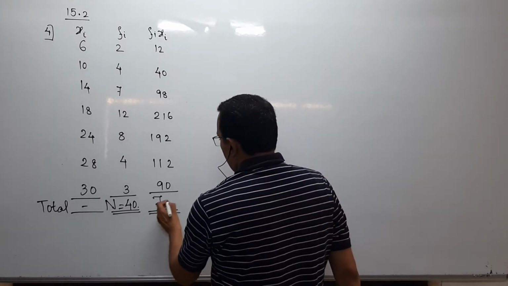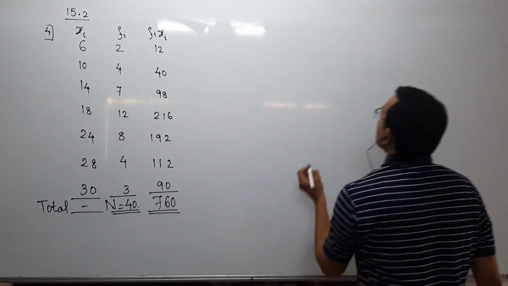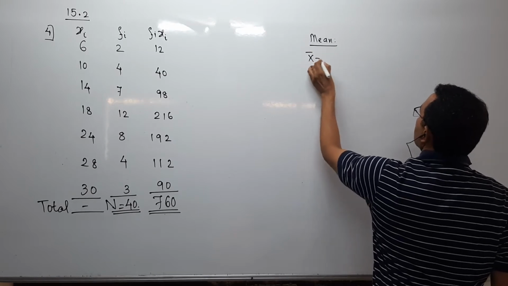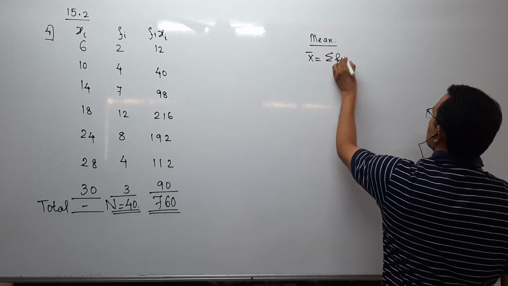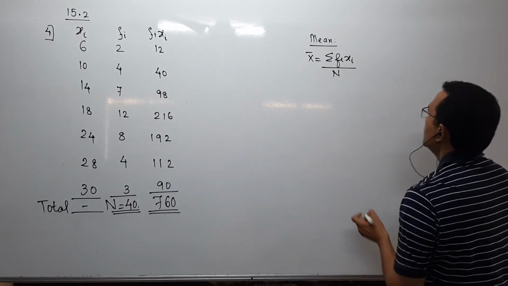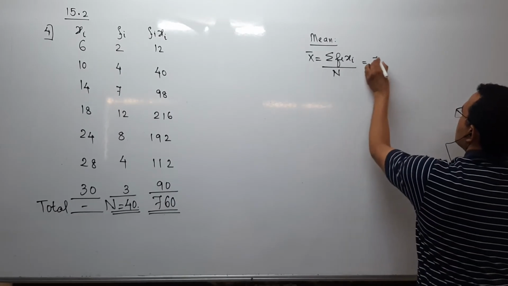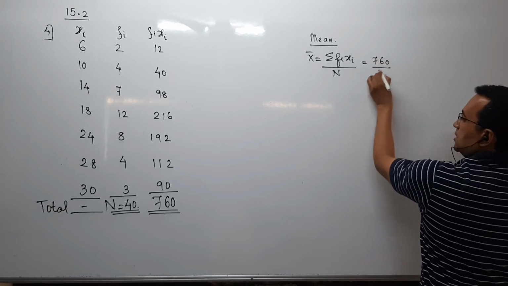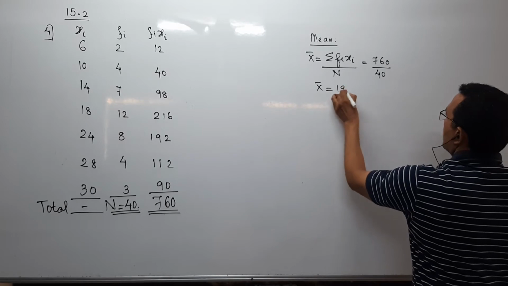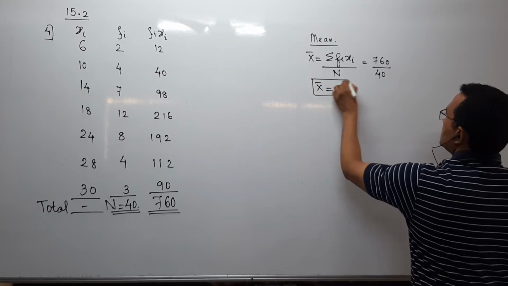Okay, so first of all, I am operating mean. And students, mean x bar is equal to summation fi xi upon N, and this comes out to be 760 divided by 40. So mean x bar is 19, which is an integer.